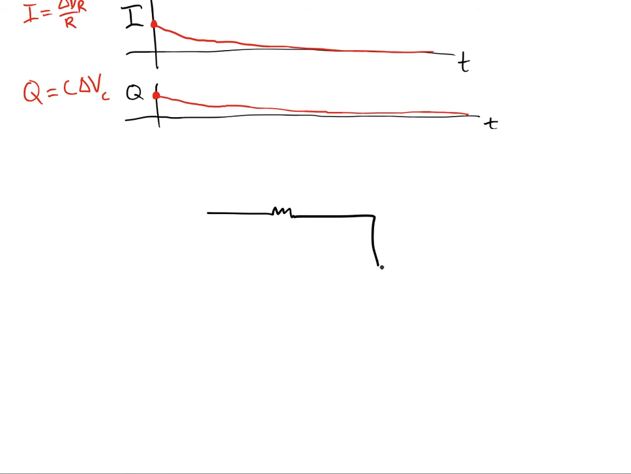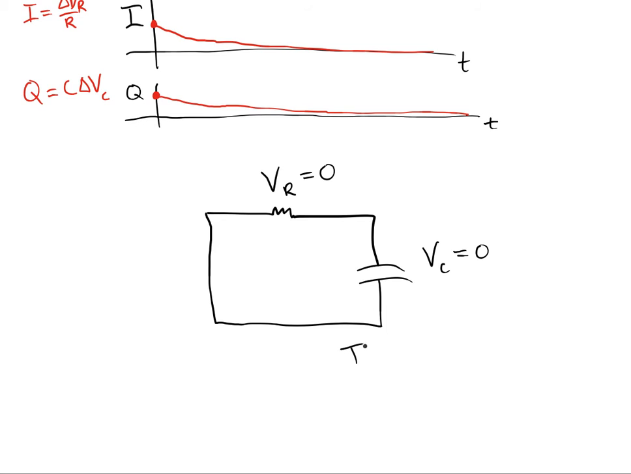Eventually, the capacitor will be completely discharged, and at that time, the voltage across the capacitor is 0. The voltage across the resistor is 0. The current in the circuit is 0. And the charge on the plates is also 0. And then we're back to electrostatic equilibrium.